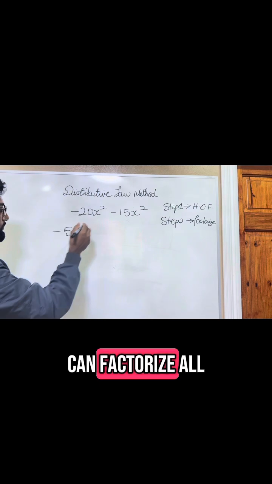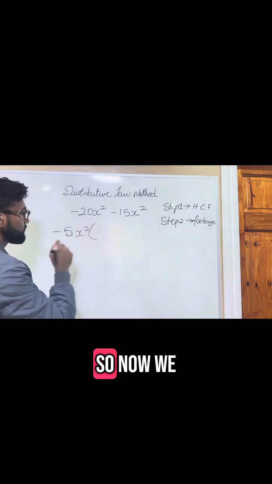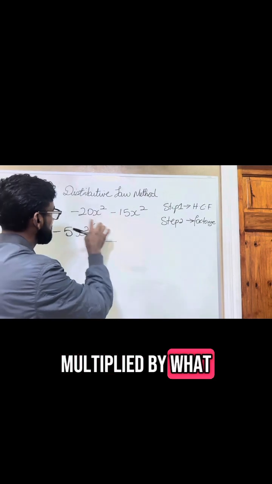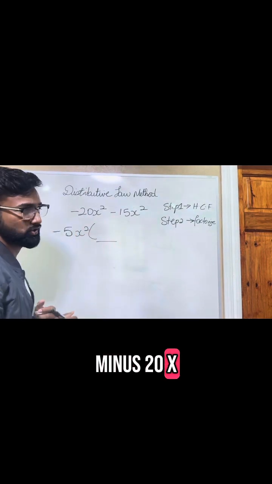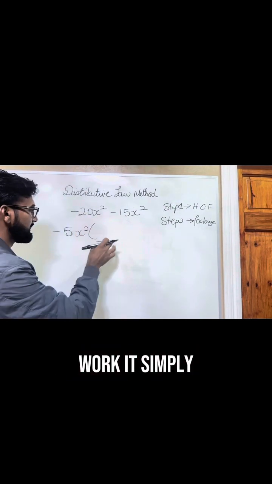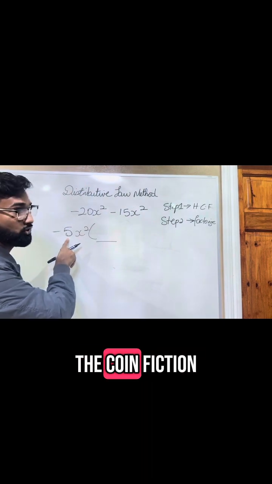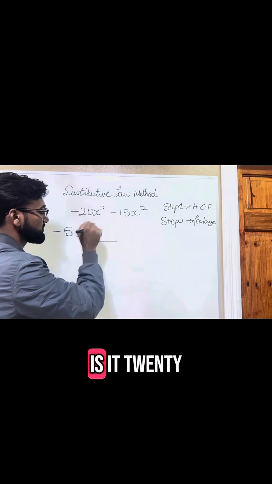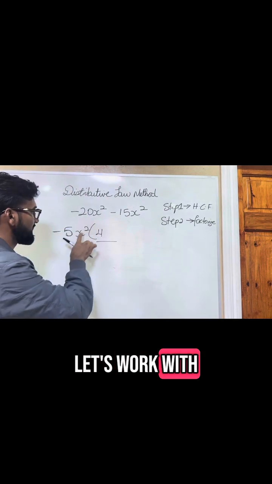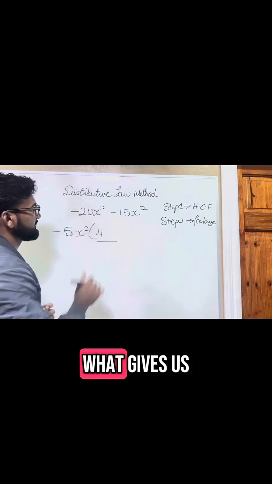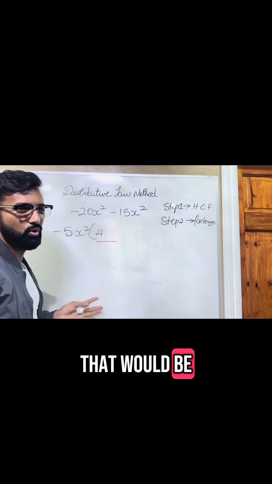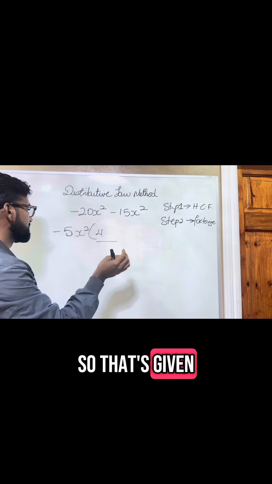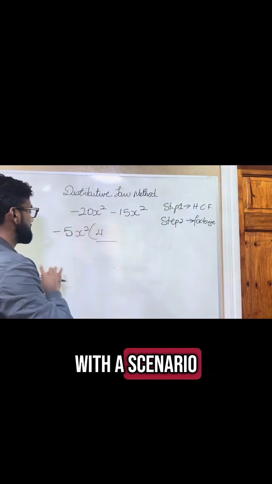So now we can factorize out the factors. We ask ourselves, minus 5x squared multiplied by what gives us minus 20x squared? Let's work it simply like we would have done in the past. Let's work with the coefficient. 5 times what will give us 20? Well, 5 4s are 20. Let's work with x squared. X squared times what gives us x squared? That would be 1. In that case, we don't have to put anything here. So that's given.